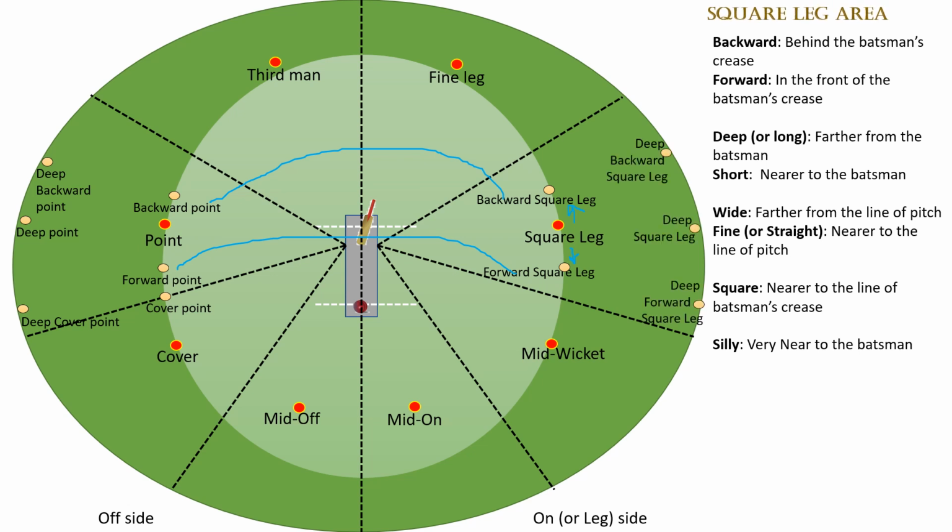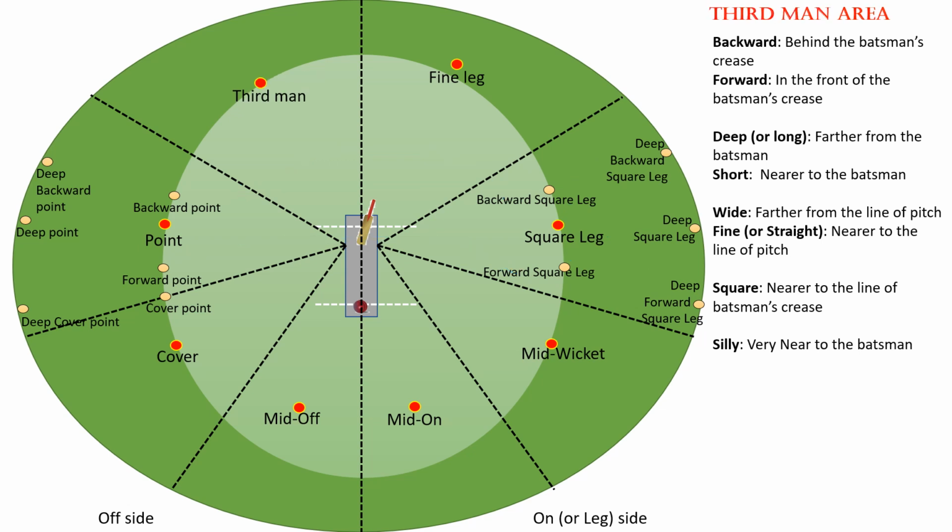We also have 3 more positions in the square leg area. If we move the backward square leg deeper towards the boundary, we get the deep backward square leg position. Square leg, if moved deeper towards the boundary, we get the deep square leg position. And similarly, the forward square leg position, when moved towards the boundary, we get the deep forward square leg position.